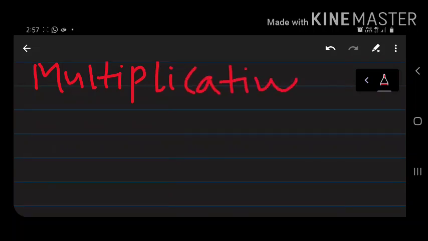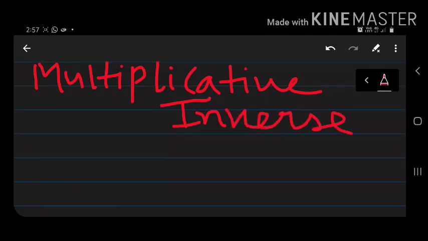This concept is the multiplicative inverse. So let's see what this is. A multiplicative inverse is a number which when multiplied by a given number returns the value 1. So if we want to find the multiplicative inverse of 2, we have to multiply 2 with a number such that it returns 1. So can you think of a number which can be multiplied by 2 so that we can get 1?